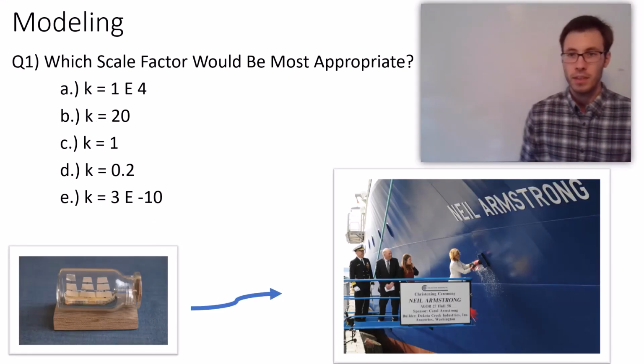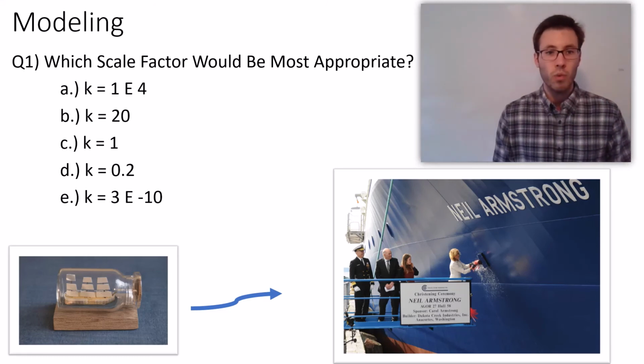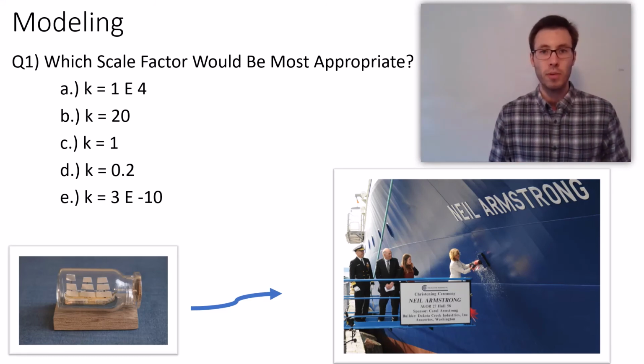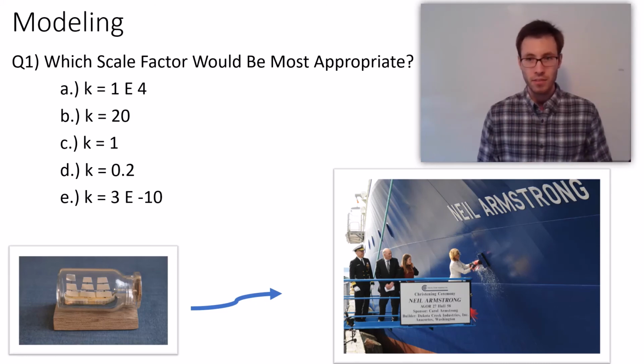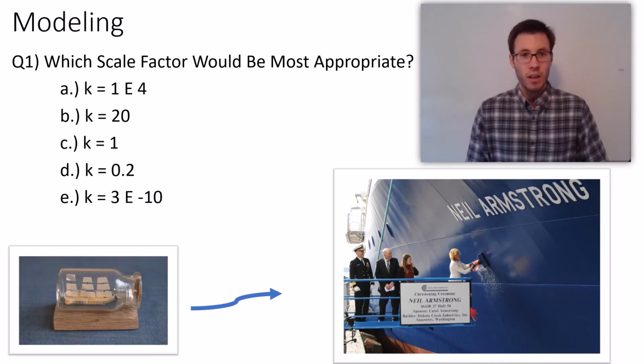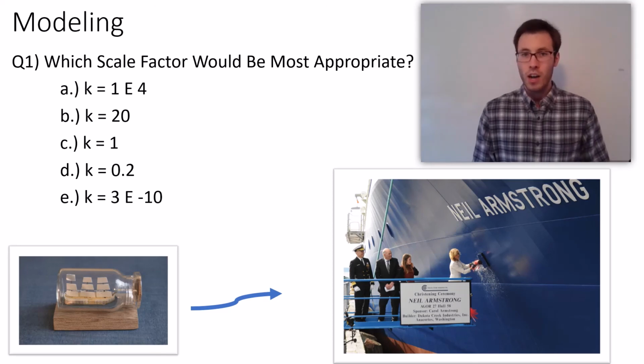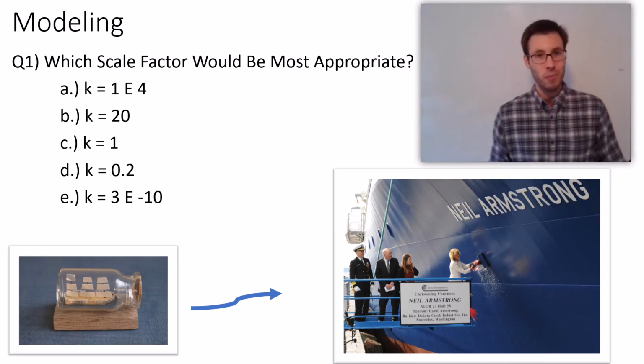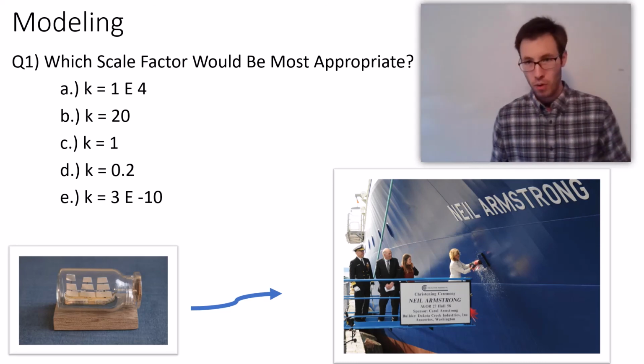All right. Now, let's get into this. Which scale factor would be most appropriate here? What we see on the left in our preimage is a little sailboat, and on the right, a ginormous sailboat. It's probably a cruise ship, but let's just assume we have that valid transformation here. Which scale factor would be most appropriate?